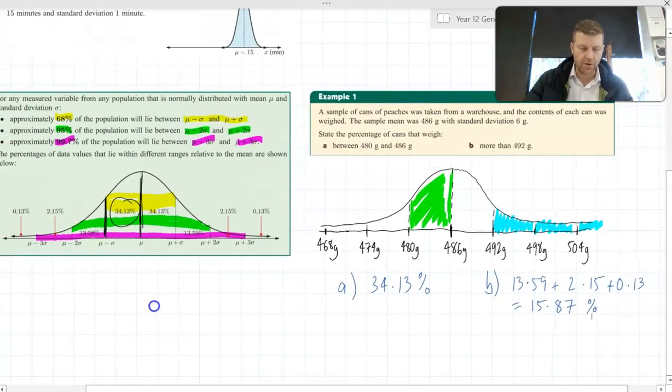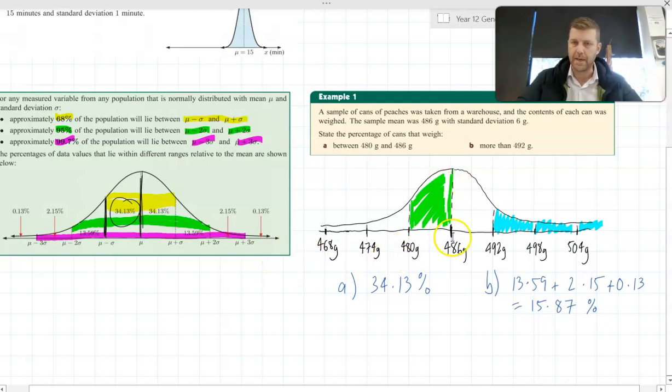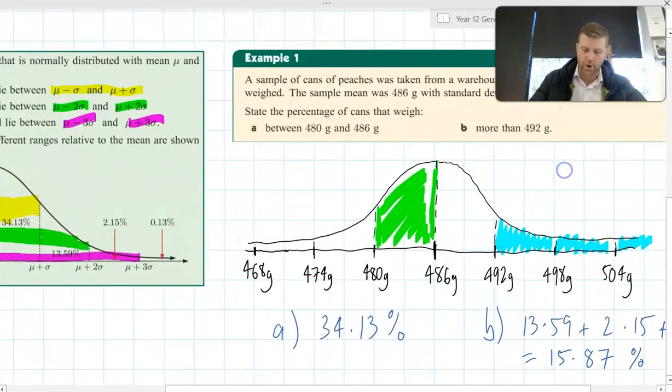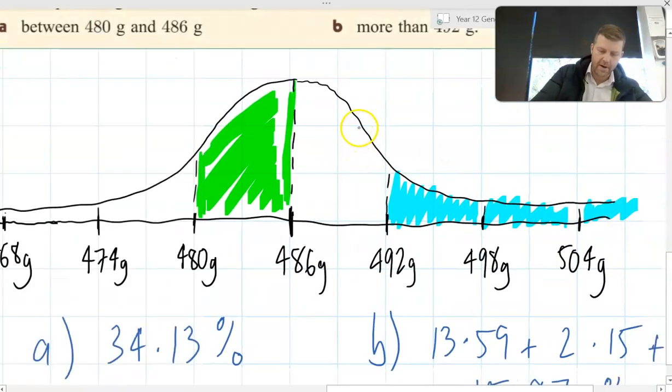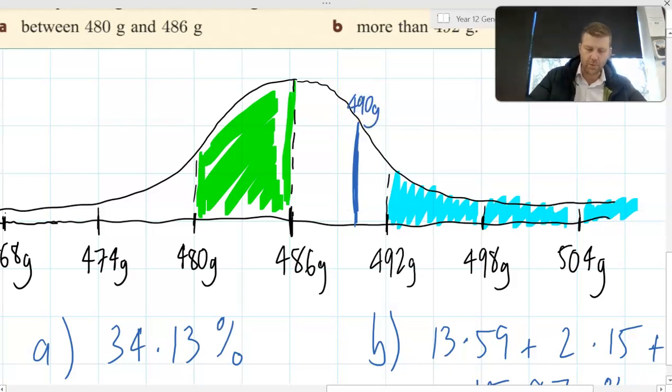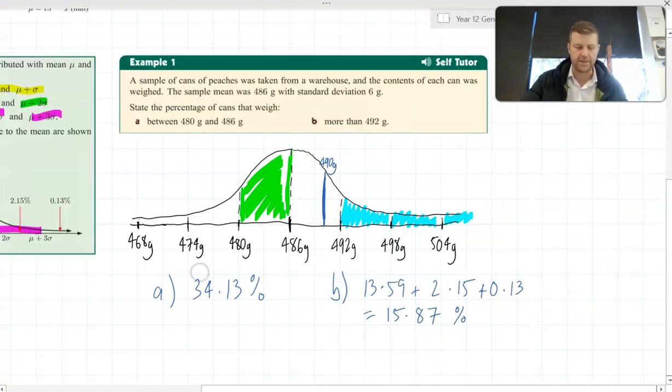Okay, so that's how you will be able to work out questions understanding the normal distribution curve, the mean, and the standard deviation values. It gets a little bit trickier if the question said something like this. Now, this will be my next video. If the question, for example, said, what percentage of cans were more than 490 grams? Now, 490 grams kind of falls in around about here, right? Which doesn't fall exactly on a standard deviation above the mean. So it's a little bit harder for us to determine.